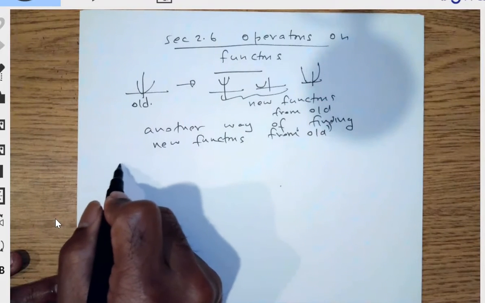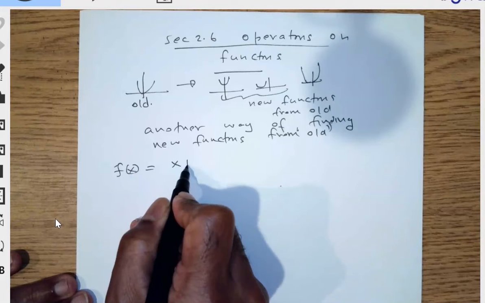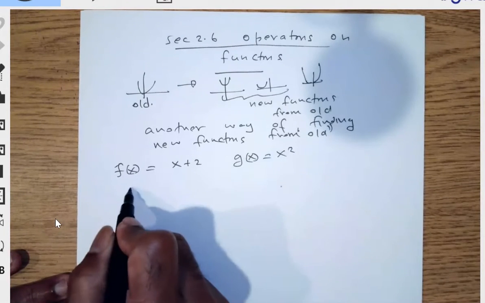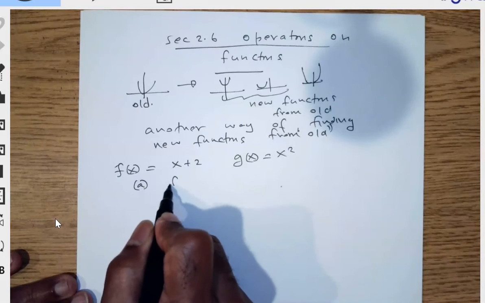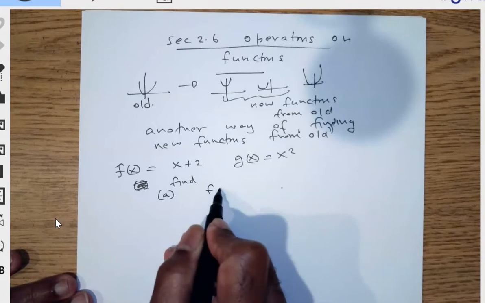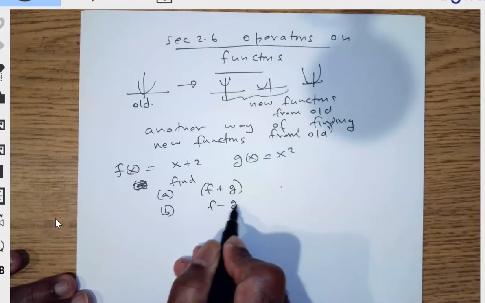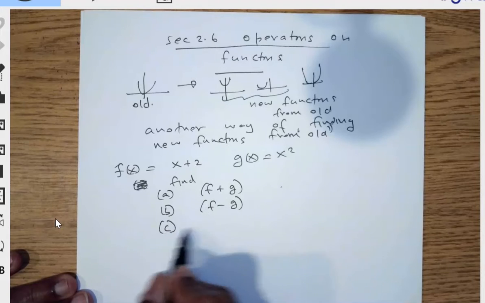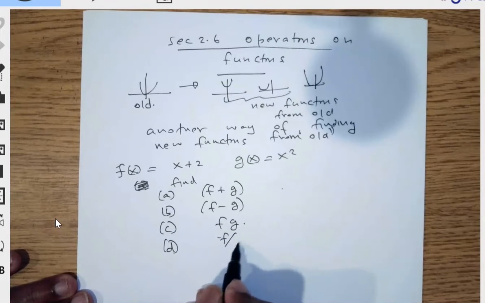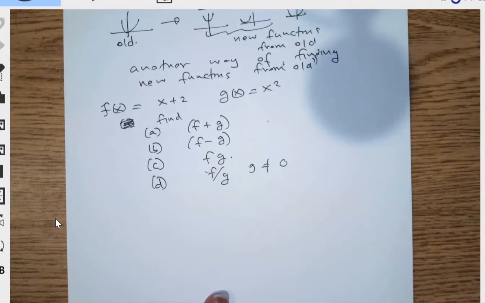So let's try to do an example. If you have f of x equals x squared plus x plus 2, and then g of x is equal to x squared. So let's do an example. Find a, f plus g of x, b, f minus g of x, c, f g, and d, f divided by g when g is not equal to 0. So this is pretty easy. So these are new functions.